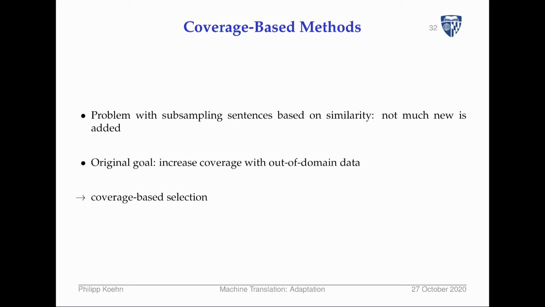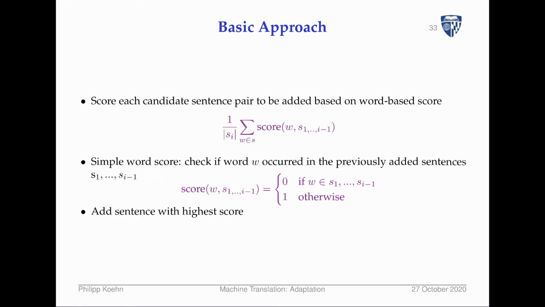Okay, so one problem with this method I just proposed is that it's really just geared towards sentence pairs that are strongly in domain versus sentence pairs that are not at all close to the domain. We're basically going to pull out sentences that are very similar to the training data we already have, so we might not learn much from them. Not much new is added this way. One of the original goals we had was also to increase the coverage with out-of-domain data, so we also need coverage-based selection.